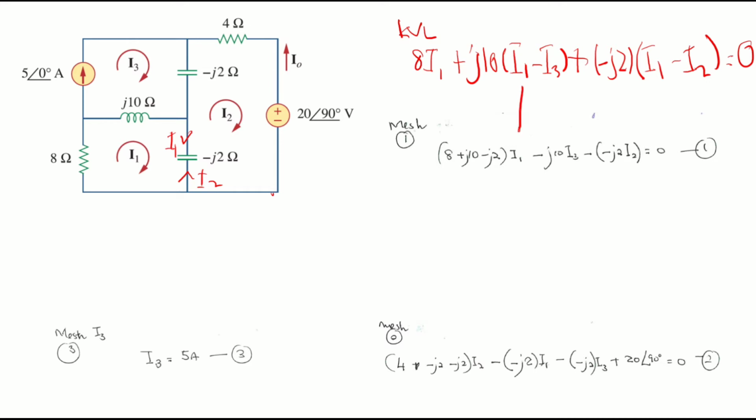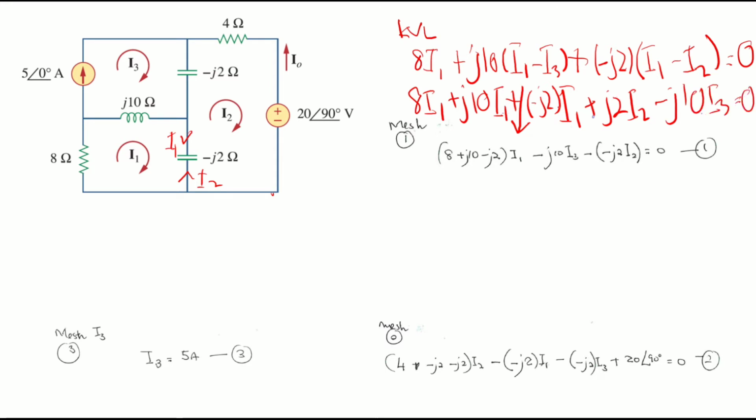From here, if you simplify it, you get 8 I1 plus j10 I1, plus minus j2 I1, and then for I2, minus and minus gives plus j2 I2, and for I3 we have minus j10 I3, equal to 0. Then we get this equation.